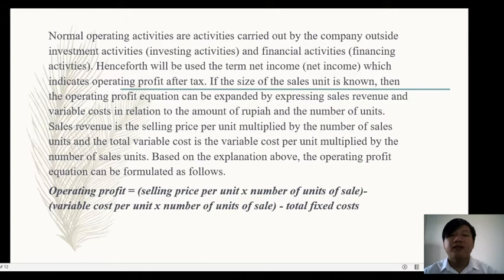If the size of the sales units is known, then the operating profit equation can be expanded by expressing sales revenue and variable cost in relation to the amount of rupiah and the number of units. Sales revenue is the selling price per unit multiplied by the number of sales units, and the total variable cost is the variable cost per unit multiplied by the number of sales units. Based on the explanation above, the operating profit equation can be formulated as follows. Operating profit equals selling price per unit times number of units of sale, minus variable cost per unit times number of units of sale, minus total fixed cost.